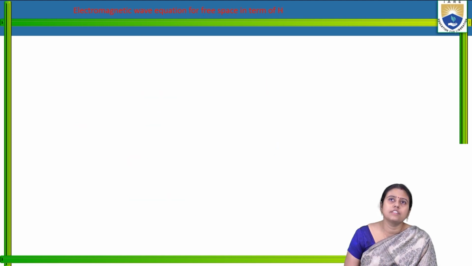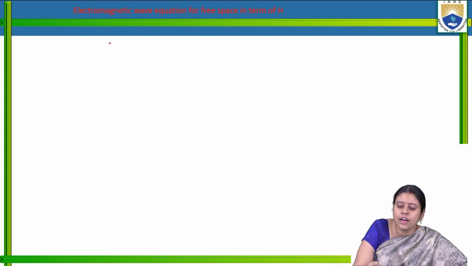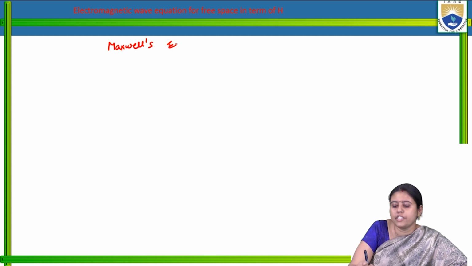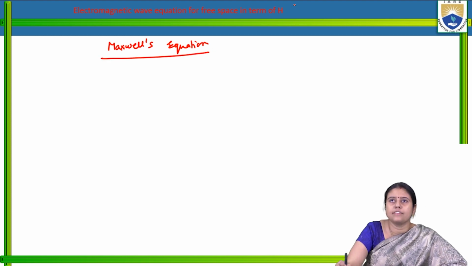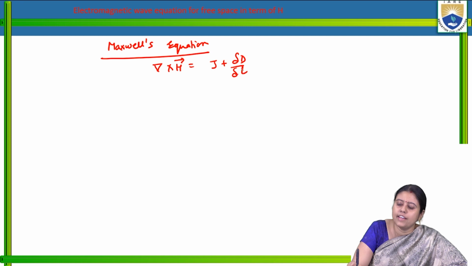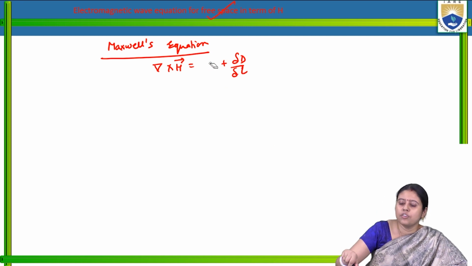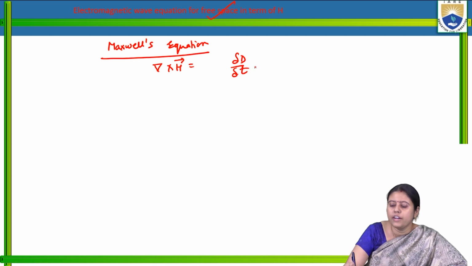Now we can also discuss the electromagnetic wave equation in terms of H. Again we will start from Maxwell's equation. What does Maxwell's equation tell us for H? Curl H is equal to J plus del D by del t. But in free space J is equal to 0, so curl H is equal to del D by del t.